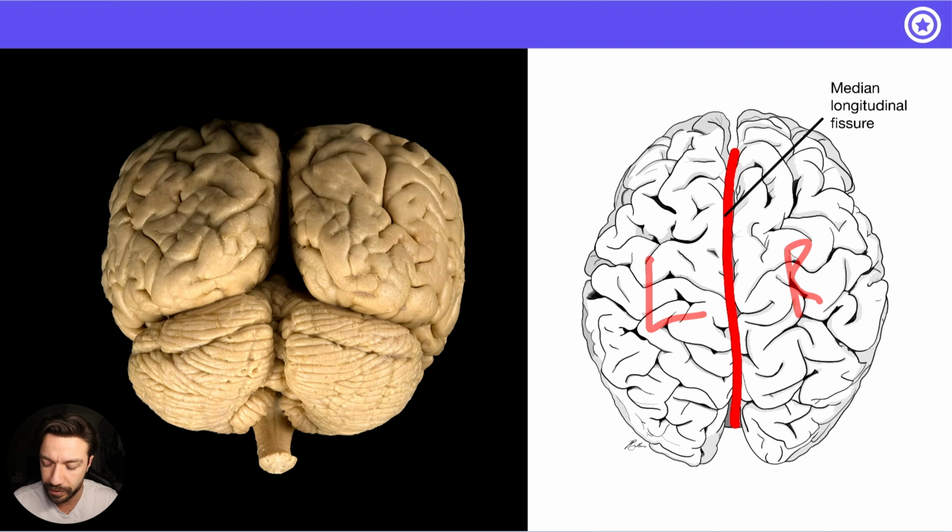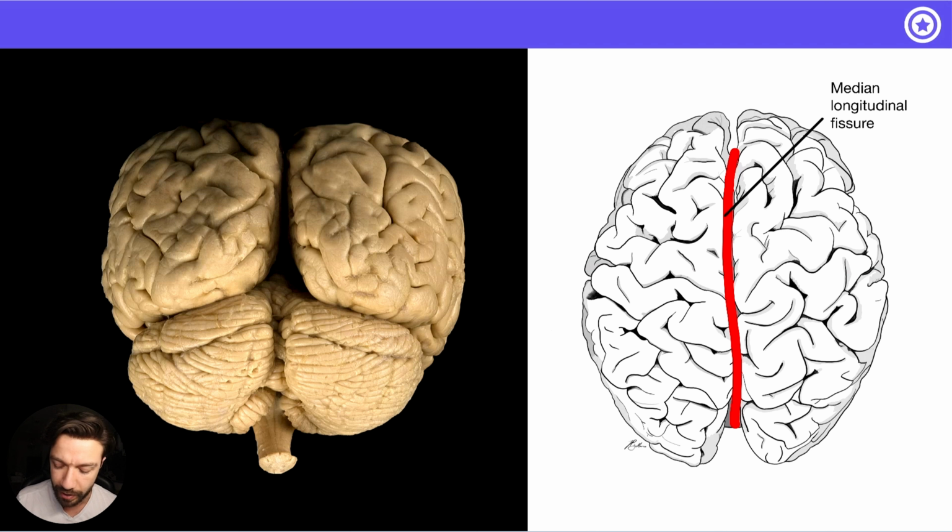Next, let's take a look at this long fissure which separates our 2 cerebral hemispheres, the right and left cerebral hemispheres, and this is going to be our median longitudinal fissure. And you can see we have this dark valley towards the center, and here we would have our right and our left cerebral hemispheres. So that's going to be our median longitudinal fissure.